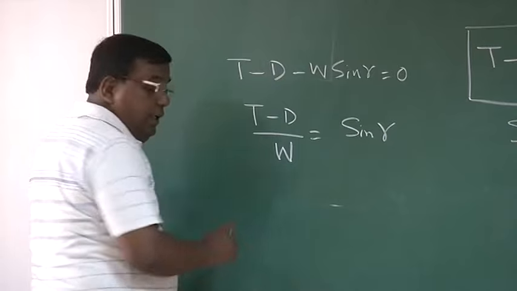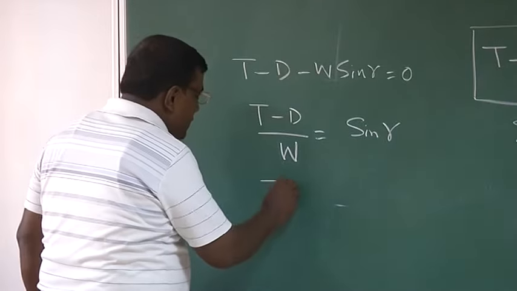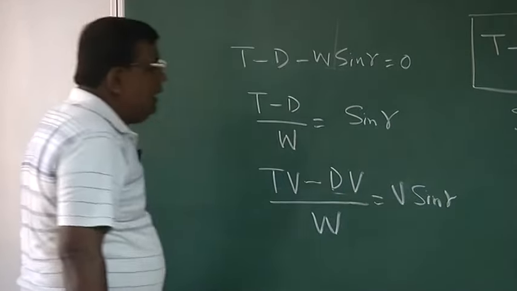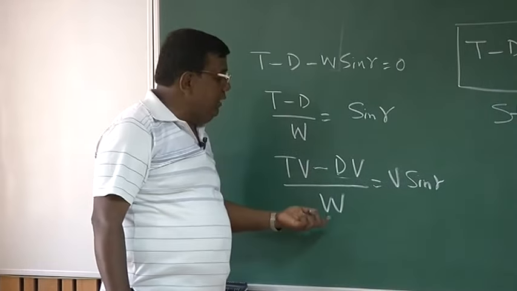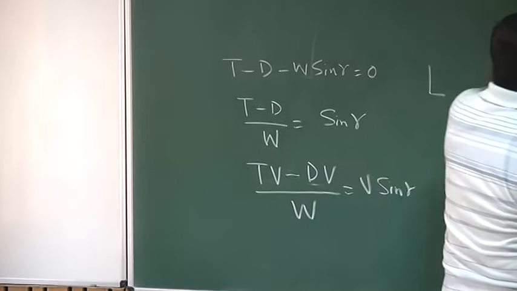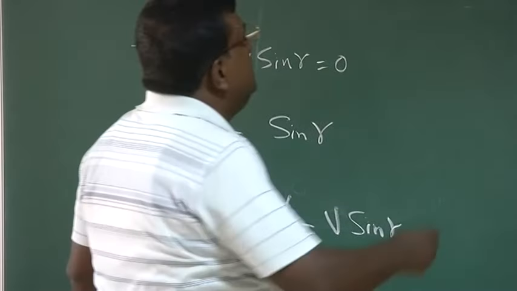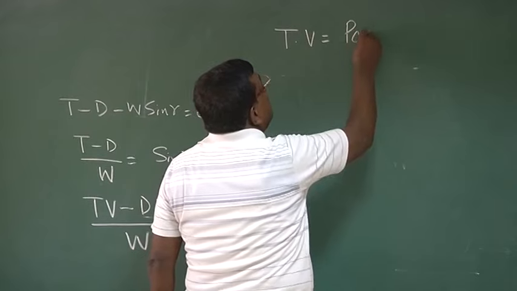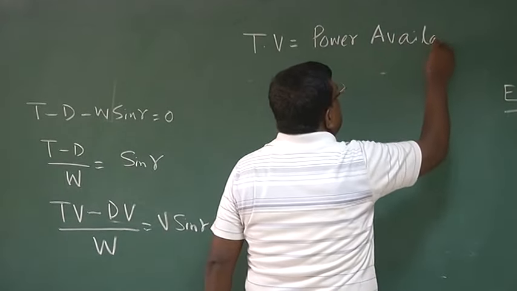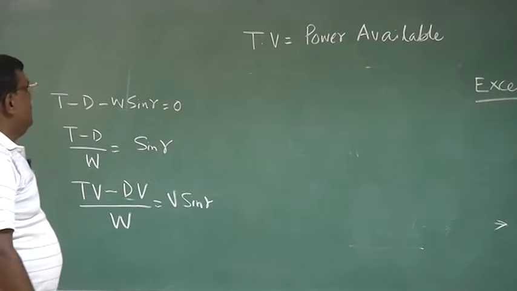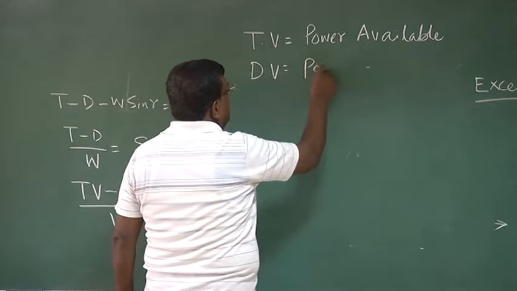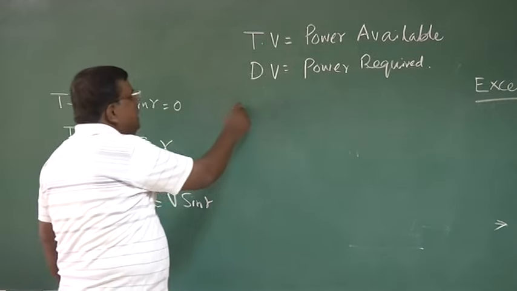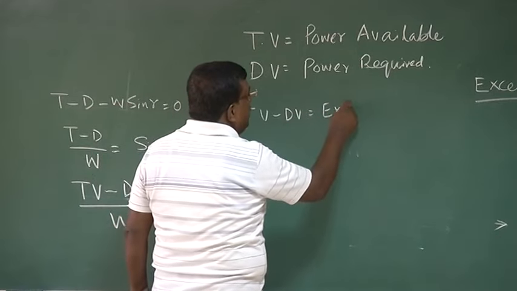If I now multiply both sides by V, what happens? This will be T into V minus D into V by W is equal to V sine gamma, right? I multiply both sides by V. What is this TV minus DV by W? Let us understand this. T into V is what? This is basically thrust into velocity or speed. So this is the power available, that is power available from the engine at a given altitude. What is D into V? It is the power required. So TV minus DV is the excess power. Remember, we are talking about excess power.